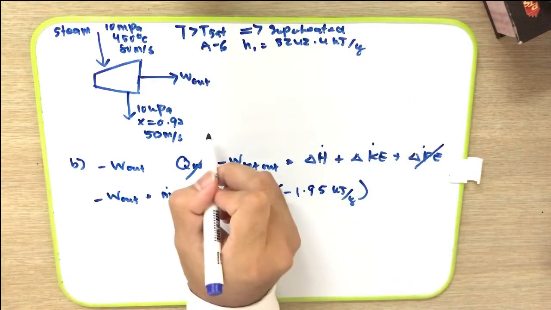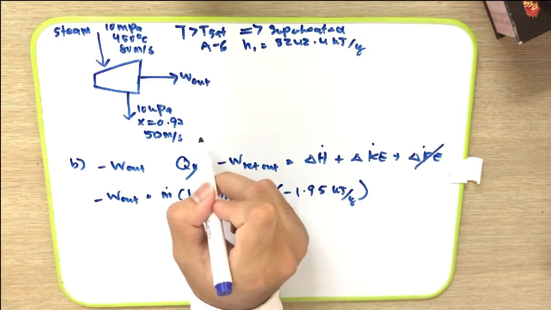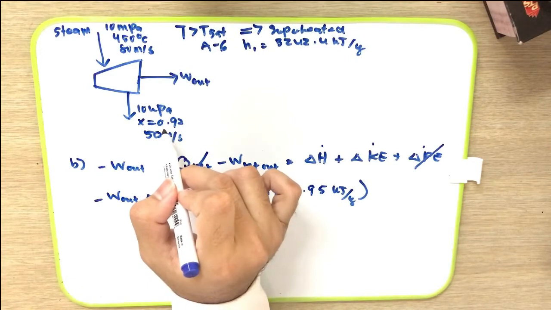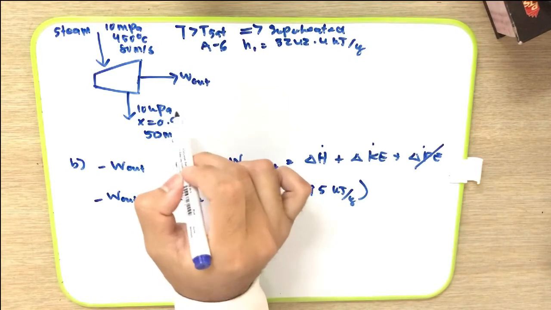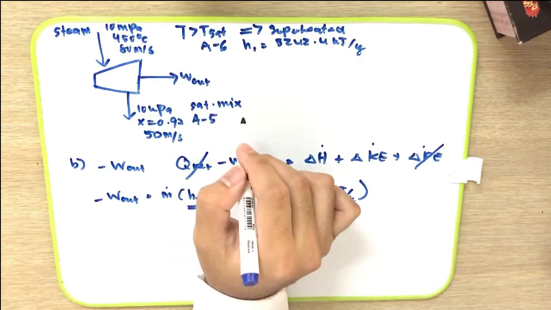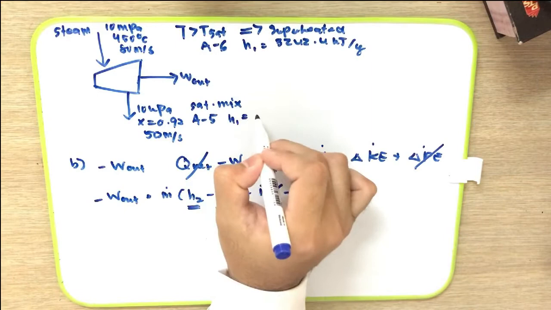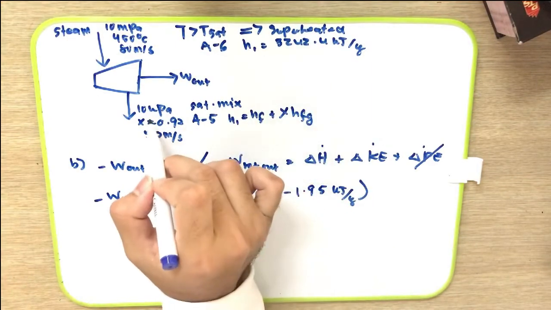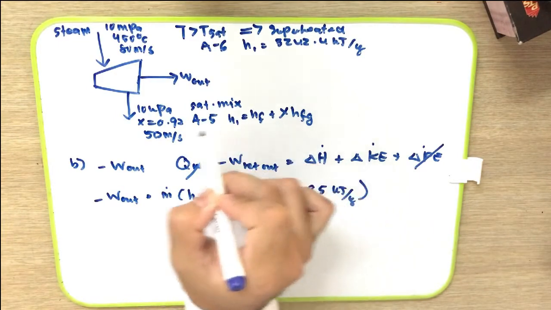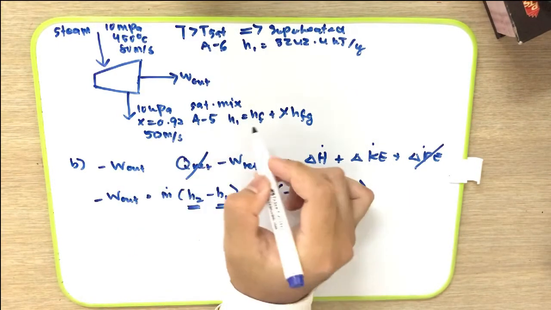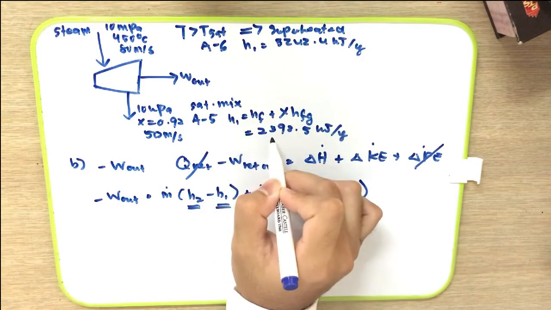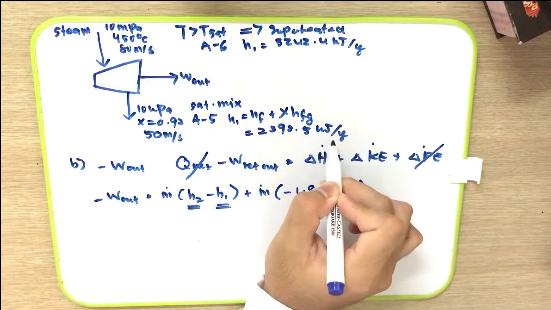Next, we have to find the H2. Before we can find the H2, we need to determine first the phase. Because we are given the quality, we know that the phase for state 2 is saturated mixture. So from table A5, we have to find the H2 by using this equation. By referring to pressure 10 kilopascal, we can find the hf and also hfg. The x is given, which is 0.92. So then after we substitute, we can get the value for H2, which is 2392.5 kJ per kg.